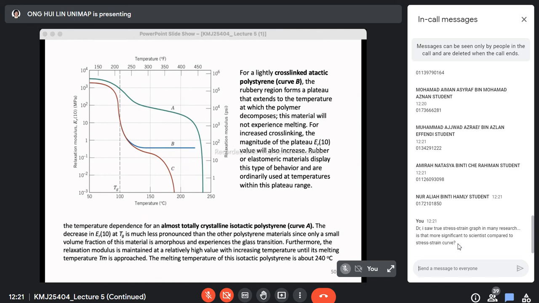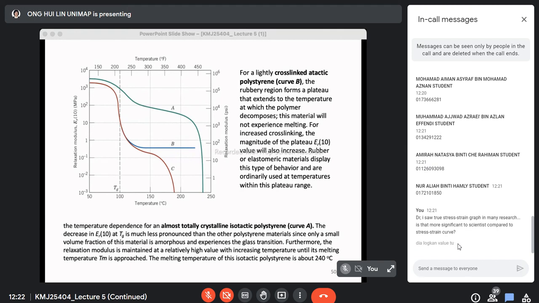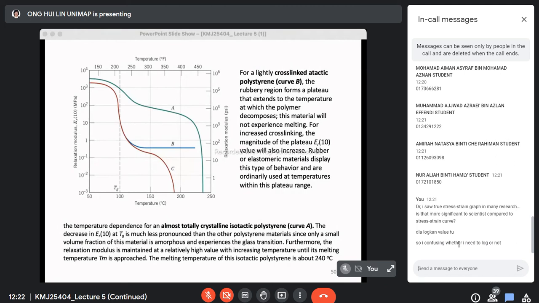True stress, okay, I saw true stress-strain graphs in many research papers. Is it more significant to scientists compared to the stress-strain curve? Is there an example? It is actually a stress-strain curve, but they log the value, because they want to get a straight line. I'm confused whether I need to log or unlog it. But for the tensile stress-strain curve, we seldom do the log.